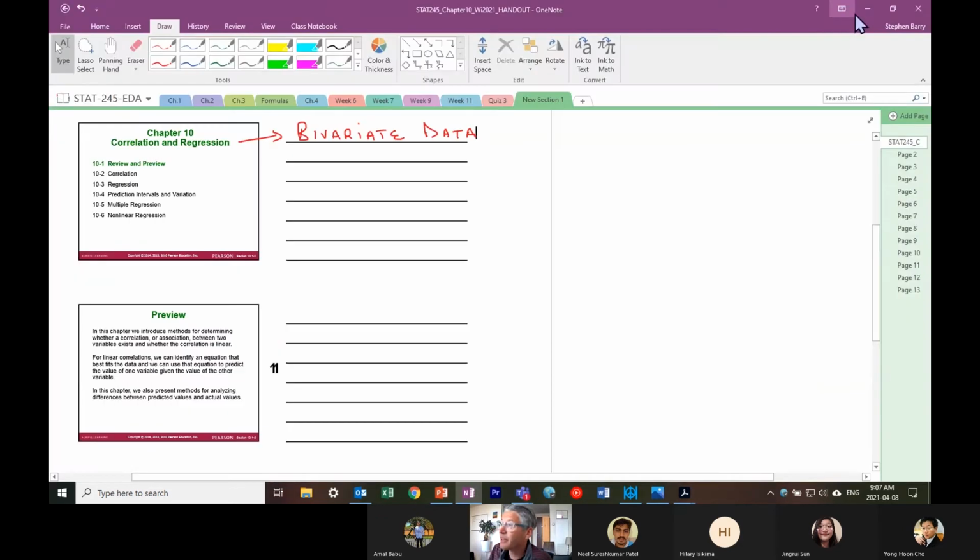So bivariate data essentially just means that each sample contains 2 pieces of information. That's what the bivariate means, 2 variables. And in the case of lab number 4, what we're trying to do is change the length of the pendulum and see what the effect is on the period of the pendulum.